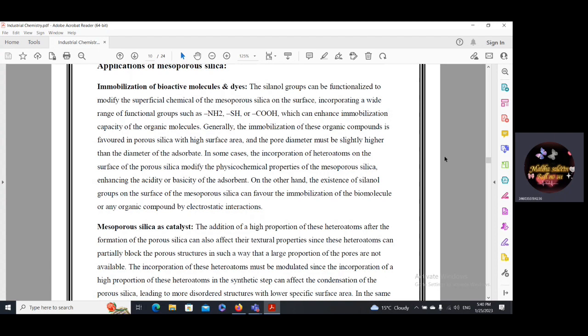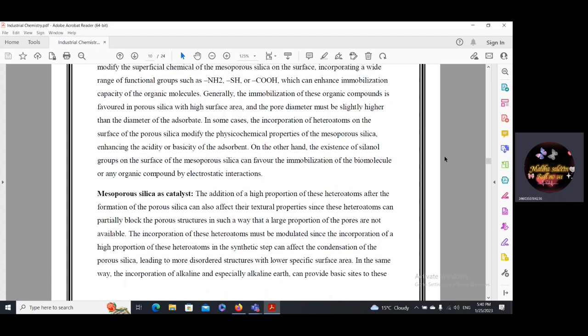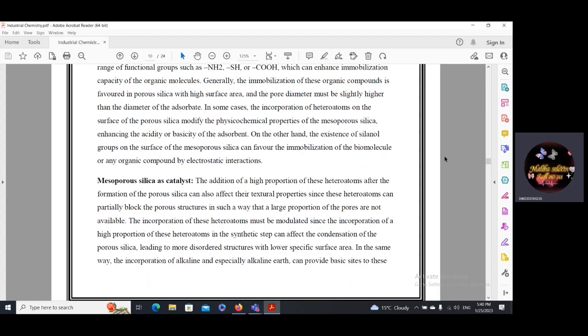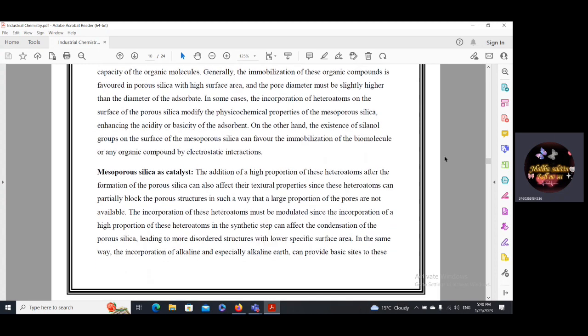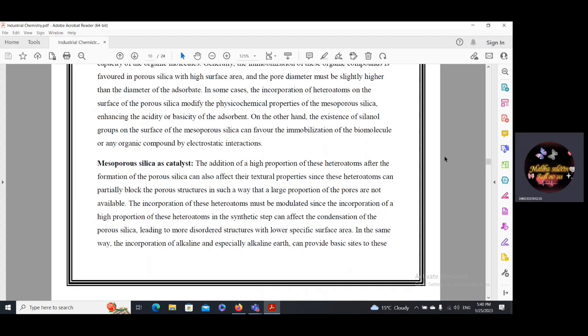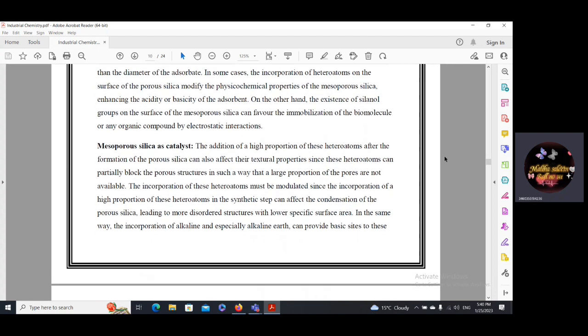Generally, the immobilization of these organic compounds is favored in porous silica with high surface area, and the pore diameter must be slightly higher than the diameter of the adsorbent. In some cases, the incorporation of heteroatoms on the surface of the porous silica modifies the physicochemical properties of the mesoporous silica, enhancing the acidity or basicity of the adsorbent. On the other hand, the existence of silanol groups on the surface of the mesoporous silica can favor the immobilization of the biomolecule or any organic compound by electrostatic interactions.